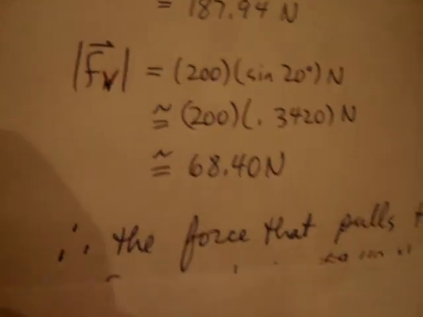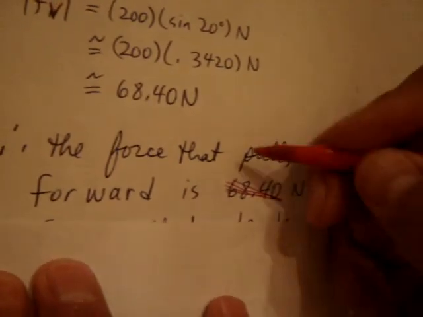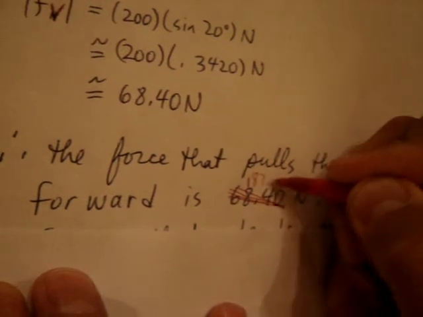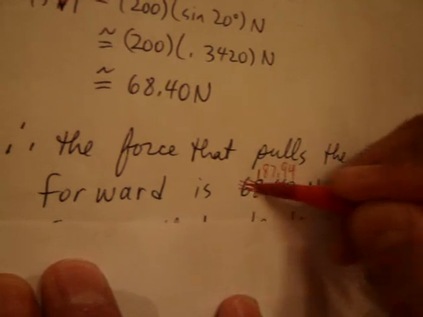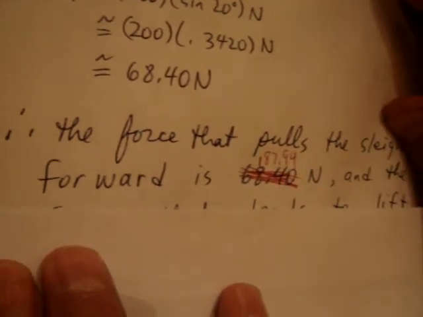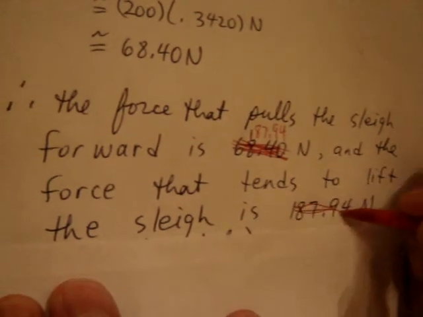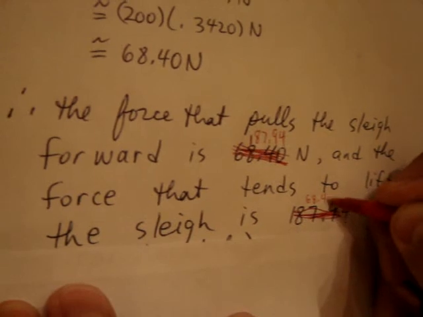So now we've established that the force that pulls the sleigh forward is 187.94 newtons. Remember I said this was take two? Well, this is why. 187.94 newtons. And the force that tends to lift the sleigh is approximately 68.40 newtons.